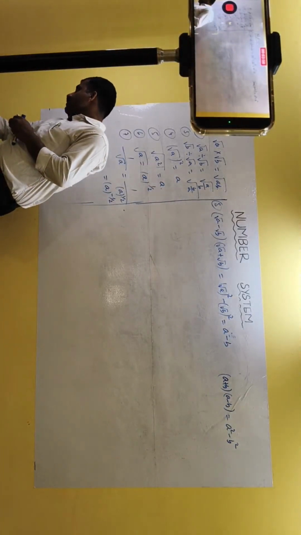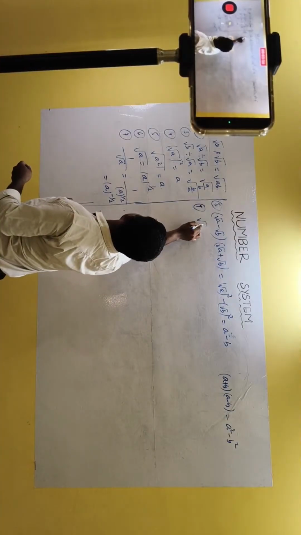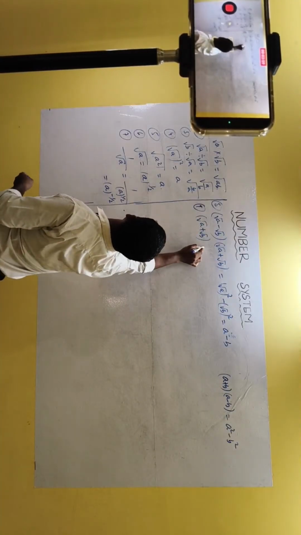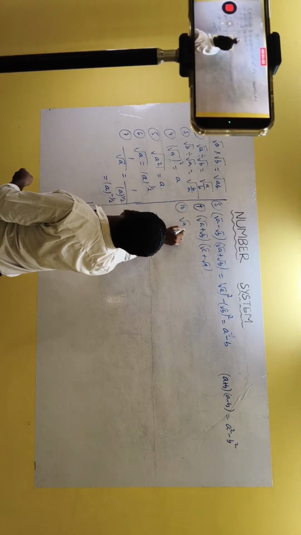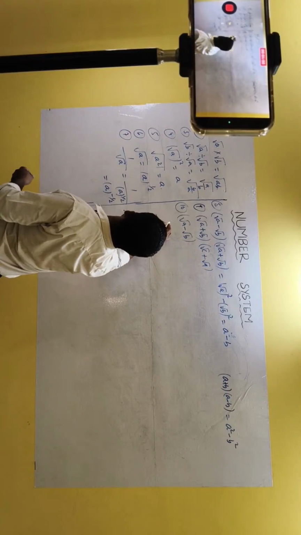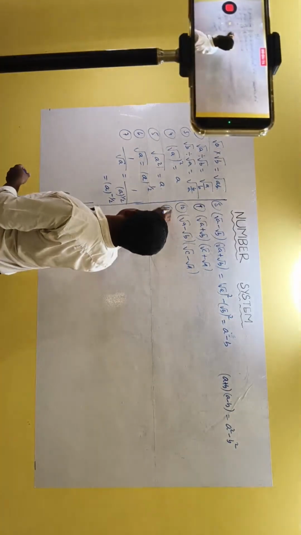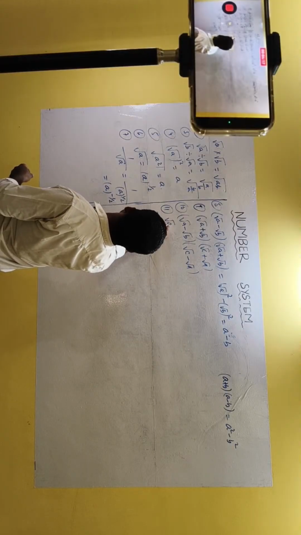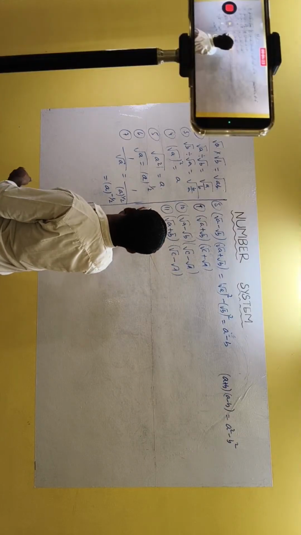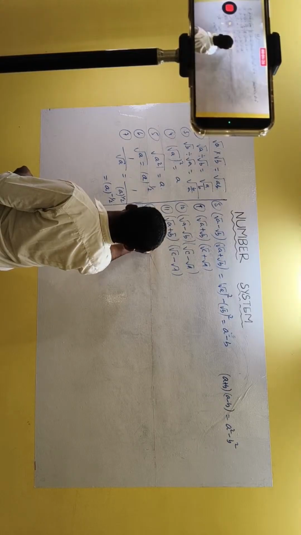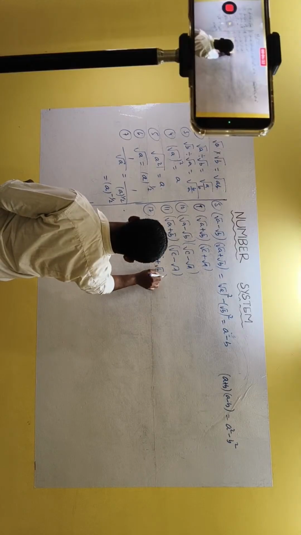Root a, root b, root c, root d. Root a plus root b whole into root c plus root d, and similarly root a minus root b whole into root c minus root d. Don't be confused. Question 11: root a plus root b whole into root c minus root d, and root c minus root d whole into root a plus root b.